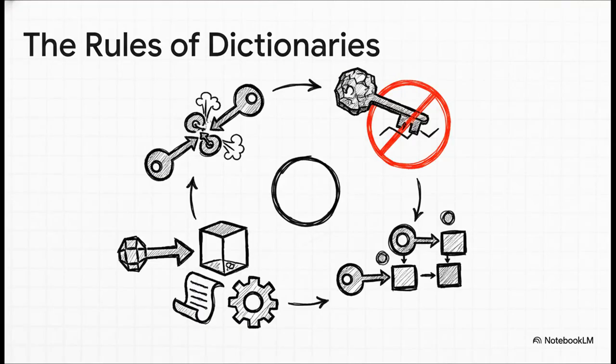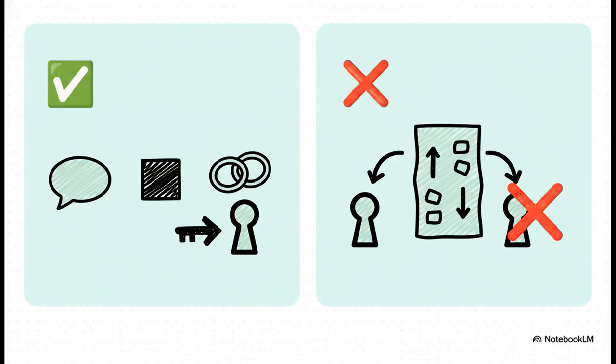First, keys have to be unique. You just can't have two folders with the exact same label. If you try, the new one just overwrites the old one. Poof. Second, and this one is absolutely crucial, keys must be immutable. That means they can't be changed after they're created. They're like permanent labels. The values inside, though, they can be anything you want. Strings, numbers, lists, whatever. And a really cool feature in modern Python is that dictionaries actually remember the order in which you added things.